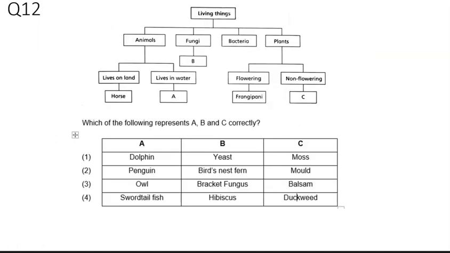For question 12 and 13, I am going to show you how to use elimination to get to your answer. For question 12, A is an animal that lives in water. We know that owl does not live in water, so option 3 is out. Let's look at B. B is a fungi. Looking at the remaining 3 options, we know that option 2 and option 4 must be eliminated because bird nest fern and hibiscus are not fungi, they are plants. So the answer to this question is 1.